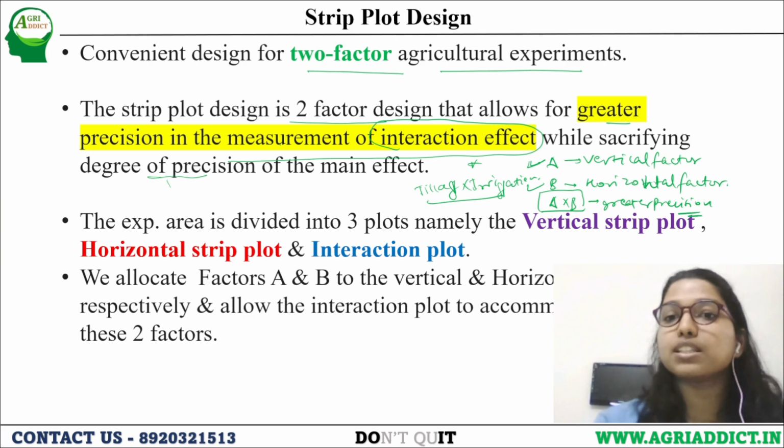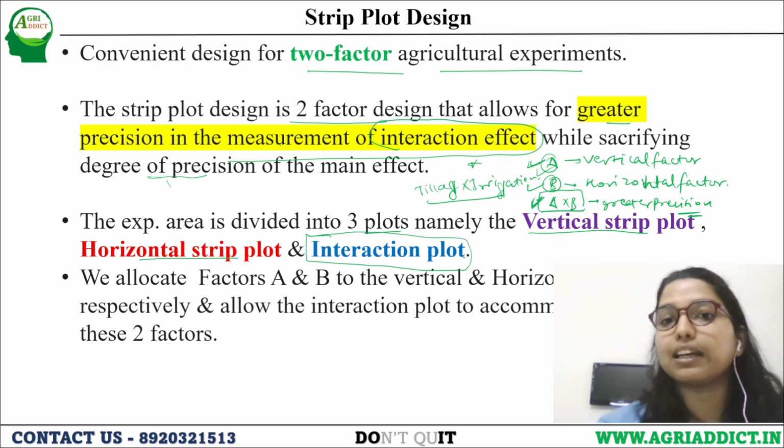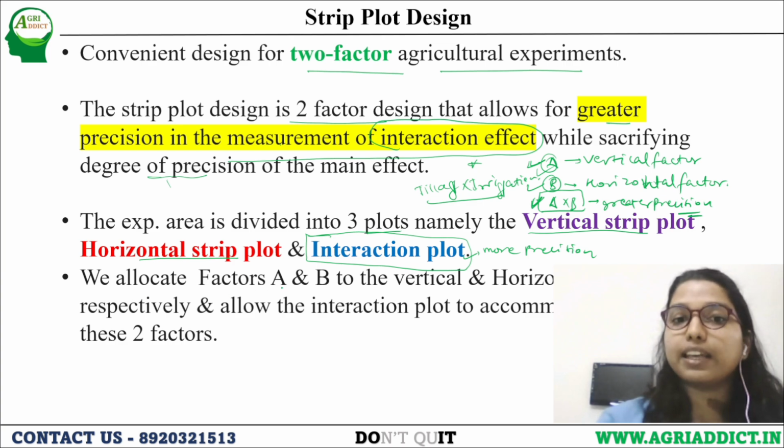This is very important because the precision of A and B is getting sacrificed, and here we are getting more precision, that is for A into B. Here the experimental area is divided into three plots: vertical strip plot, horizontal strip plot, and interaction plot. We allocate factor A and factor B to the vertical and horizontal strip respectively and allow the interaction plot to accommodate between the two factors.